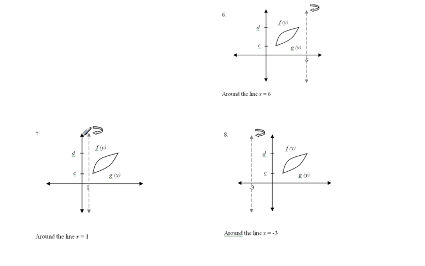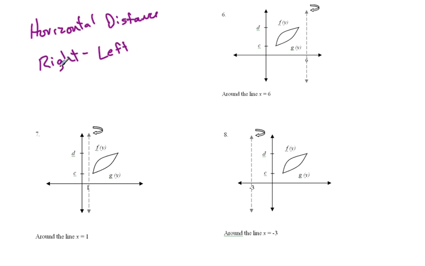We're revolving around vertical lines. And for these, we're going to be finding a horizontal distance. To figure out our horizontal distance, instead of top minus bottom, it's right minus left, because the big numbers are on the right and the small numbers are on the left. So let's do the same thing.